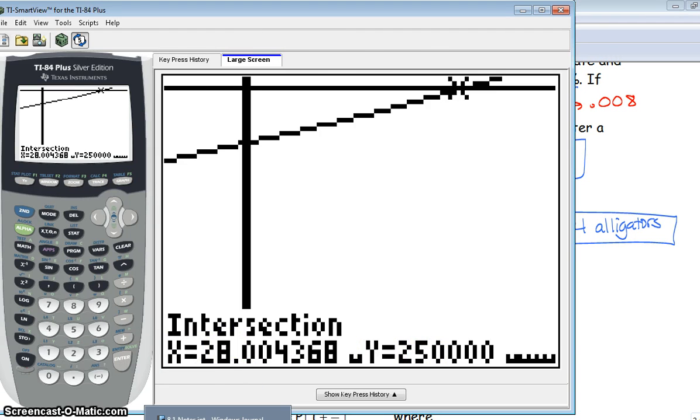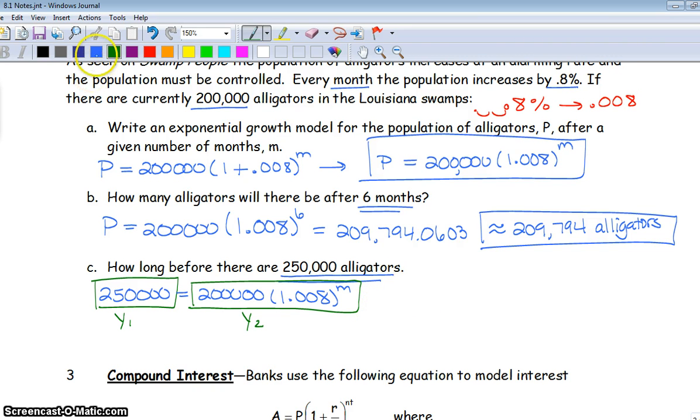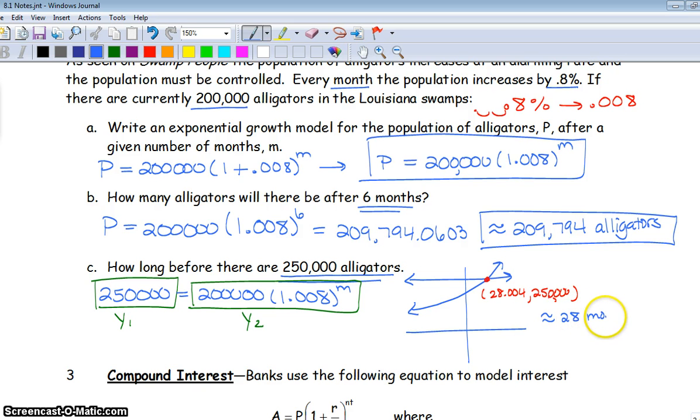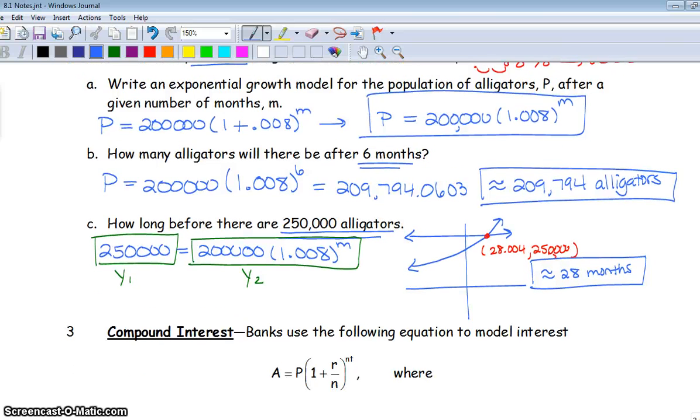my intersection point. So we're going to do a sketch of this. Since we solved by graphing, sketching the graph is showing your work. We've got our horizontal line, we've got our growth model, and then we label that intersection point to be 28.004, comma 250,000. And that means that it's going to be about 28 months when the population of alligators goes from 200,000 to 250,000.